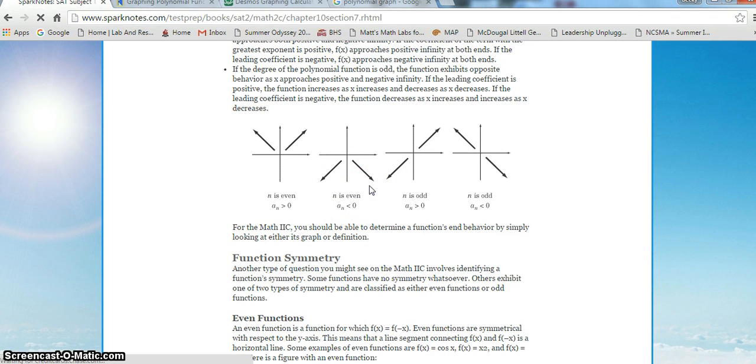Just like a parabola. If I have a parabola, it has an even degree. If it has a positive out front, both sides point up. If it has a negative out front, both sides point down. Same thing works with a line analogy over here for the odd degree.